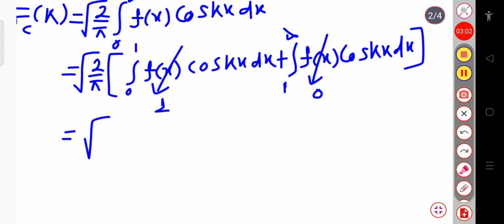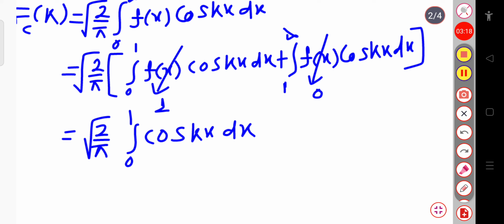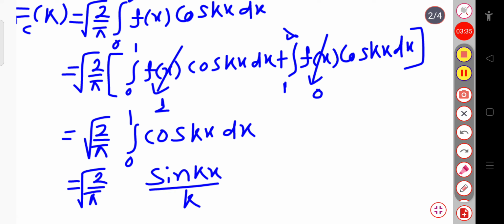That will be root over 2 by pi, integration over 0 to 1. In place of f of x, if I put 1, this will be cosine kx into dx. Now I have to integrate cosine kx dx. Here I am writing first root over 2 by pi, which is a constant. The integration of cosine kx is sine kx, divided by k, and the limits vary from 0 to 1.